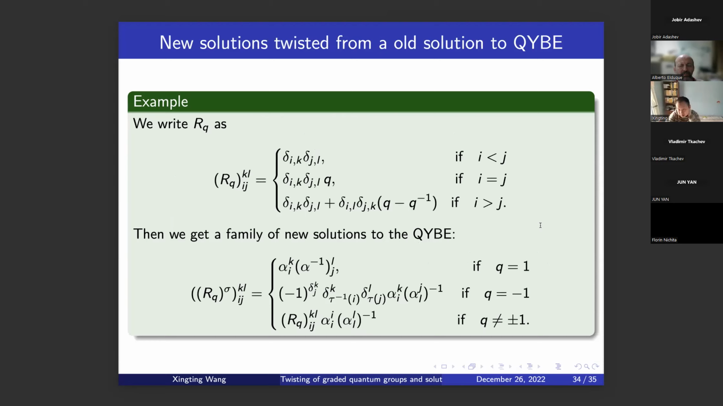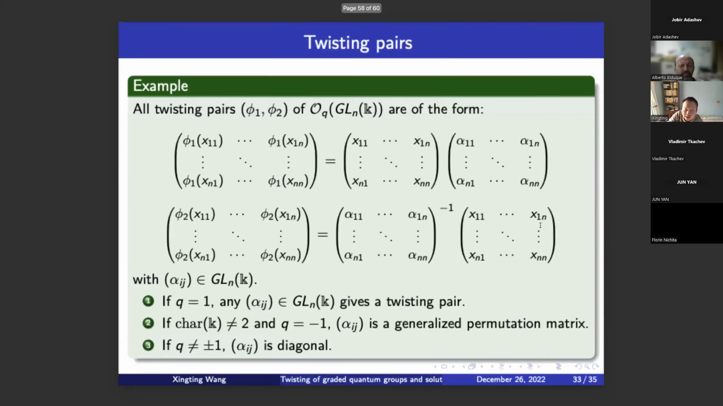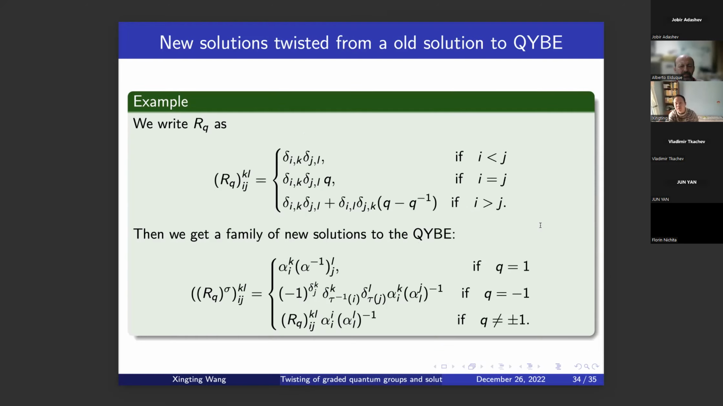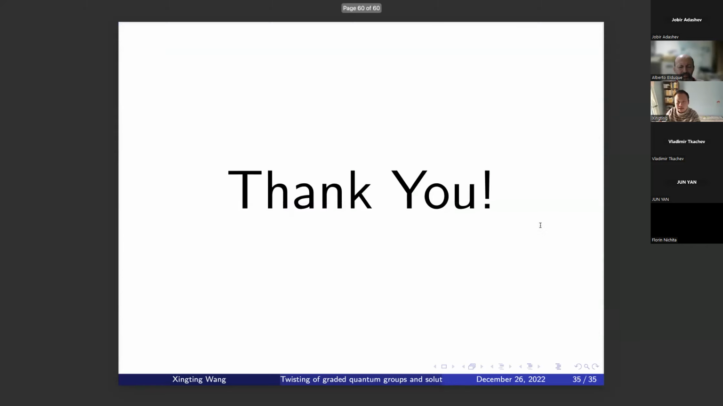So, last page. Now we can do the twisting. I write RQ as an n squared times n squared formula using the canonical delta, three cases. And I can throw in the alpha ij, which I already know from before. Then we have three scenarios for the new solution: Q is 1, Q is -1, and, for sure, the characteristic is not 2 here, and Q is not minus or plus 1. Then we get the new solutions in terms of the matrix alpha. So I think that's all for my talk. Thank you very much for your attention.